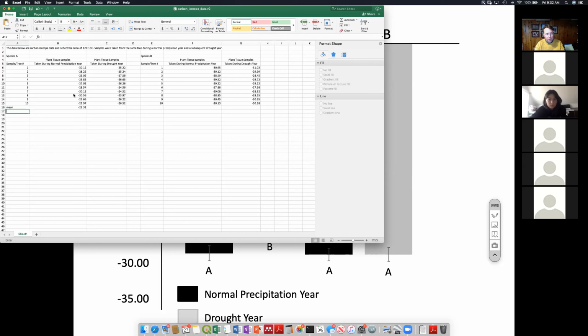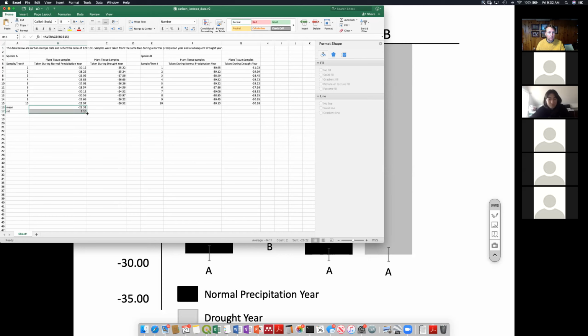The standard deviation. The formula is equals STDEV, all the numbers, hit enter. So my mean is negative 29.31. My standard deviation is 1.1. All right, and then you have to calculate those for all the different tree species. And then you get the joy of trying to figure out how to use Excel's chart making capabilities.